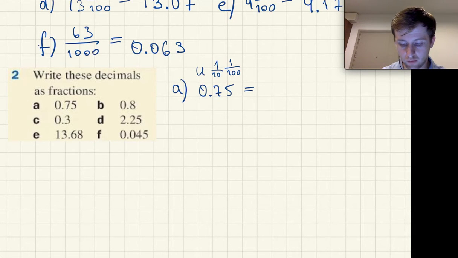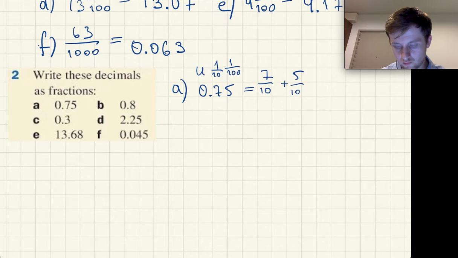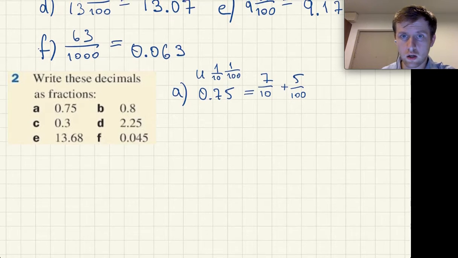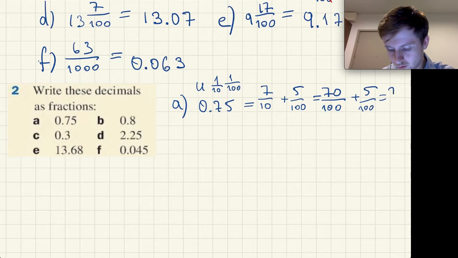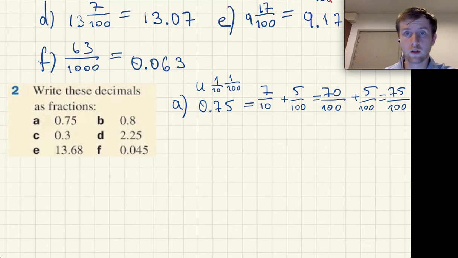Together, I can write it like this: 7 tenths plus 5 hundredths, which is the same as 70 hundredths plus 5 hundredths, which together is equal to 75 over 100. This is what it means essentially. 0.75 is 75 over 100, which can be simplified. 75 and 100, you can divide them both by 25. Or if you want, we can divide them by 5, step by step.